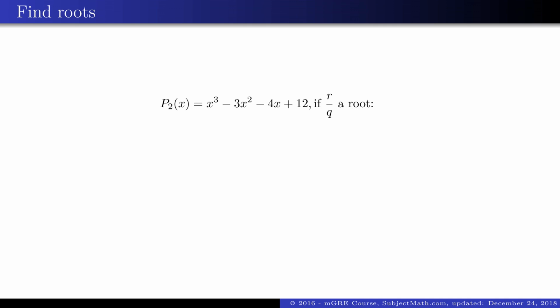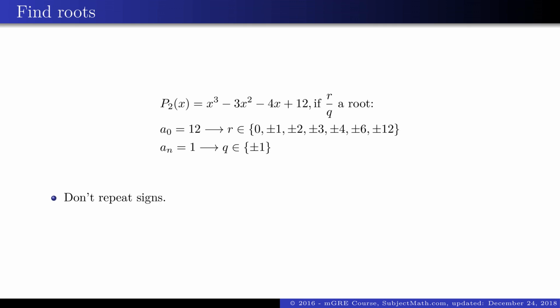We just need to write down all the possibilities of r and q. In this case, r divides 12, so we have 0, plus and minus 1, 2, 3, 4, 6, and 12. And for q, only plus and minus 1. How convenient. Every r over q combination can be a root, but when checking, don't repeat the signs. 2 over 1 is the same as minus 2 over minus 1. After finding one root, we can reduce to quadratic polynomial, and then we are done.